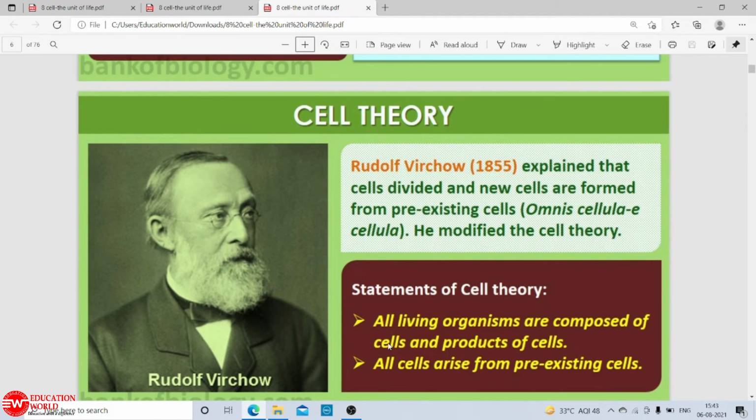Then Rudolf Virchow, in the year 1855, discovered a new property of the cell, that is omnis cellula e cellula, that is, the new cells are formed by the division of pre-existing cells. And he also modified the cell theory that was given by Schleiden and Schwann, and the new theory was referred to by the name of modern cell theory.